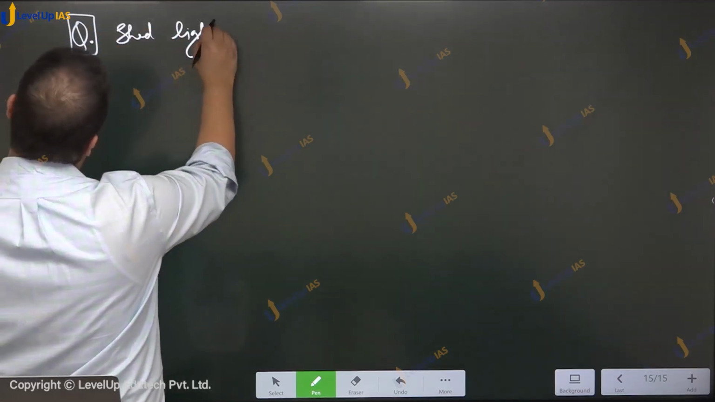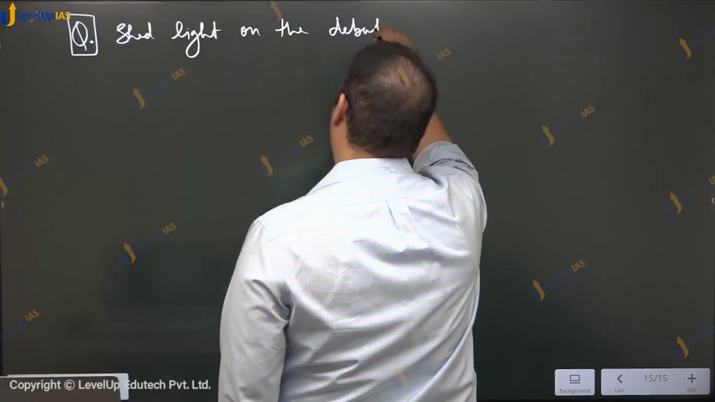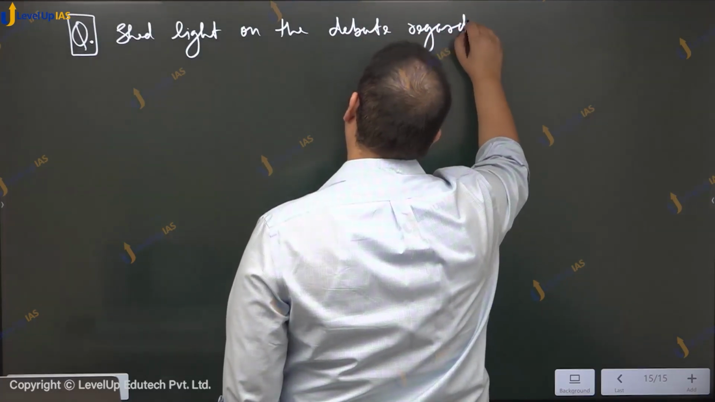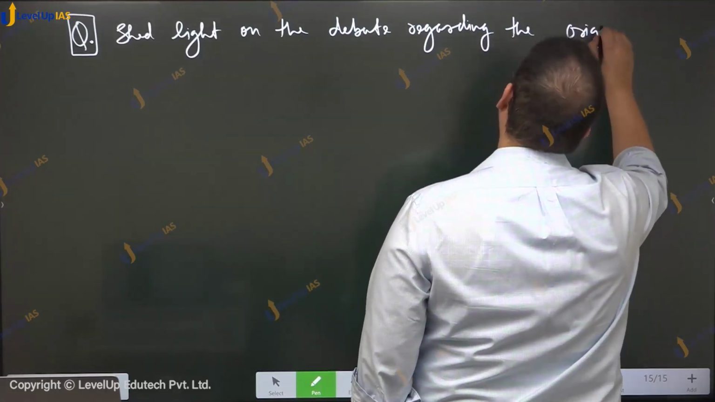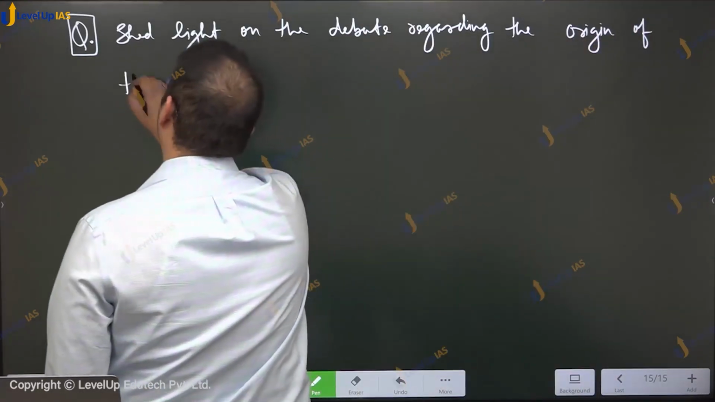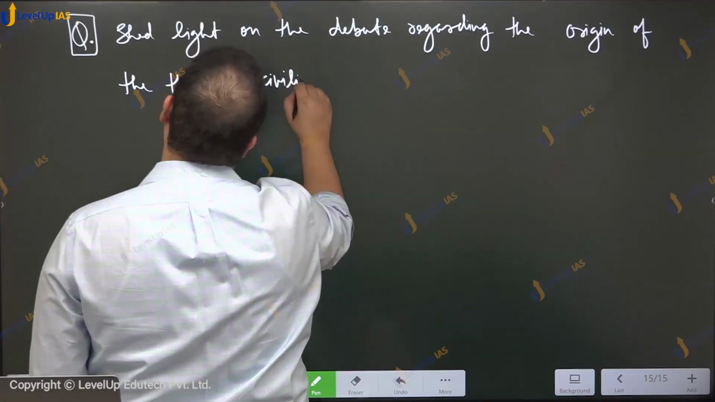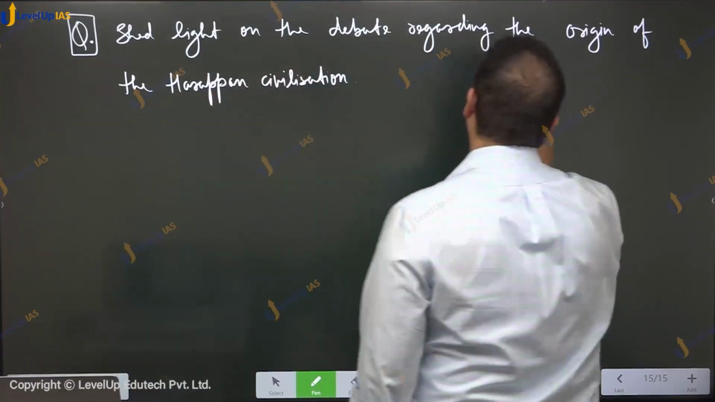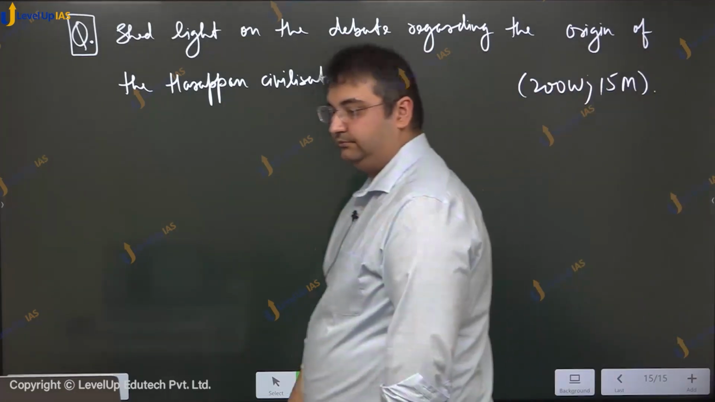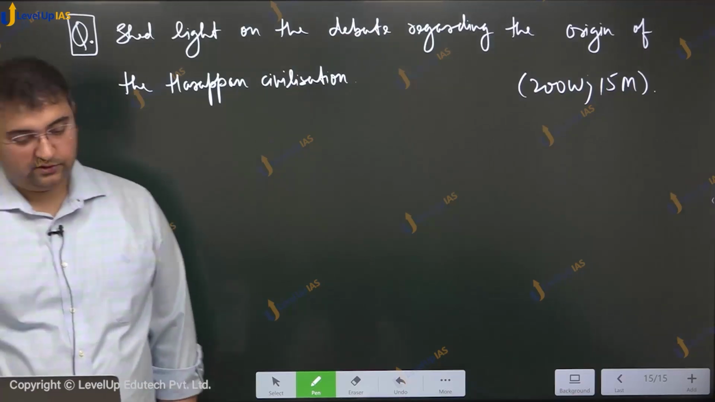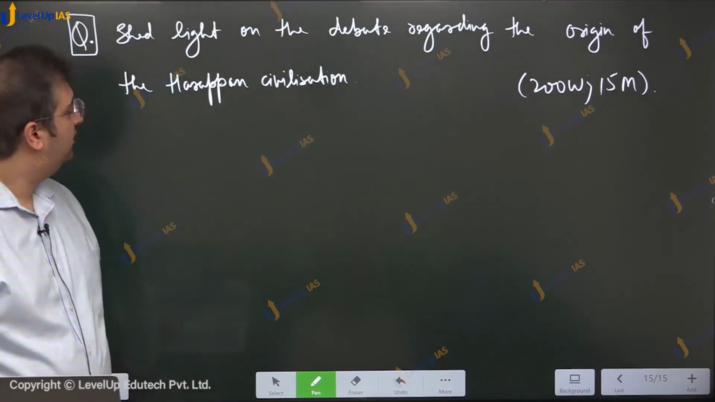Take down a question. Shed light on the debate regarding the origin of the Harappan civilization. (200 words). Shed light on the debate regarding the origin of the Harappan civilization.